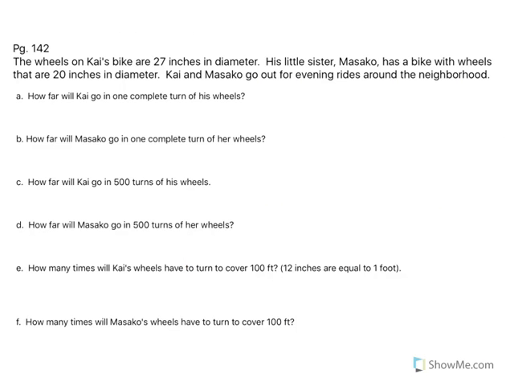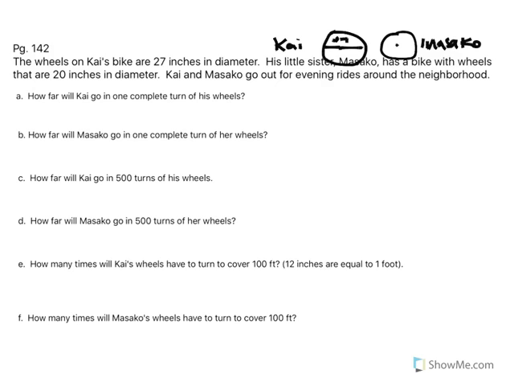So let's look at the problem. The wheels on Kai's bike, we just did this part. Okay, great. I'm just going to redraw my little circles right up here because remember, pictures are very important. You can't answer the question if you don't have a picture. So this is Kai, and this is Masako. Okay, let me draw hers just a little bigger. Okay, those are little mini pictures. Okay. How far will Kai go in one complete turn of his wheels?